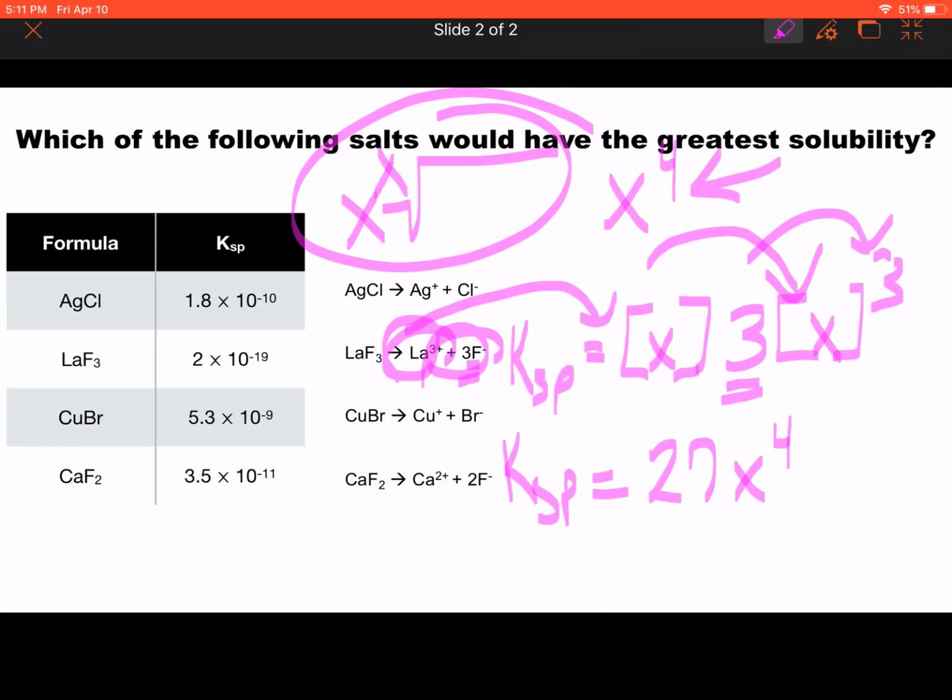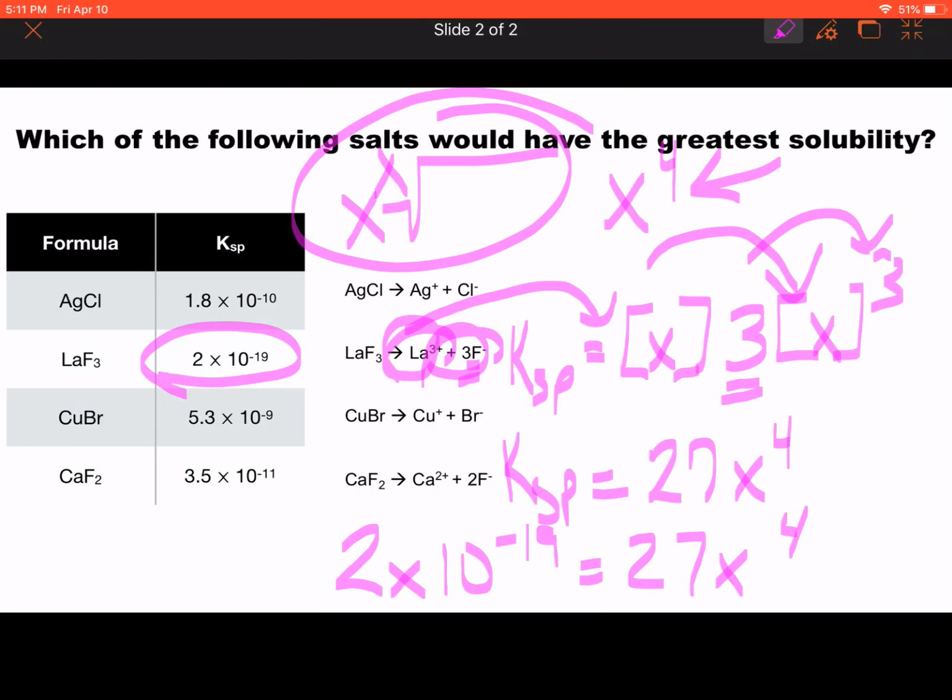So first I did my Ksp. We know that the Ksp is 2 times 10 to the negative 19. That's equal to 27x to the 4th. The easiest thing to get rid of is the 27. Divide both sides by 27. Alright, so I'm going to show you how I did that really quick.